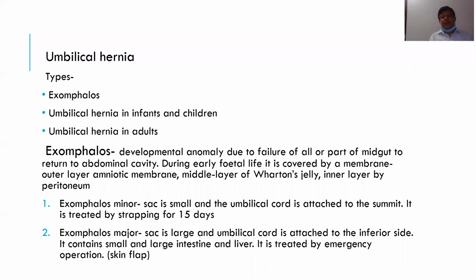But in the major variety, the sac is too large and the umbilical cord is attached mainly to the inferior pole of the hernial sac, and whatever covering there is, is easily transparent. The amniotic membrane or peritoneum is transparent, and the content of the sac can be easily seen. Almost all the abdominal contents, mainly both small and large intestine along with the liver, are outside the peritoneal cavity, and it is mainly treated by emergency operations.